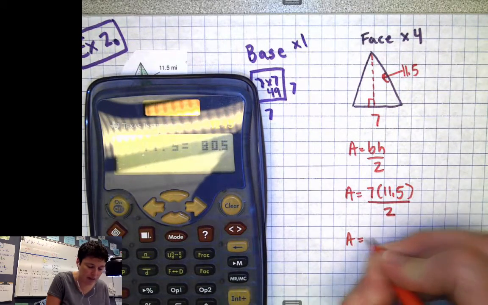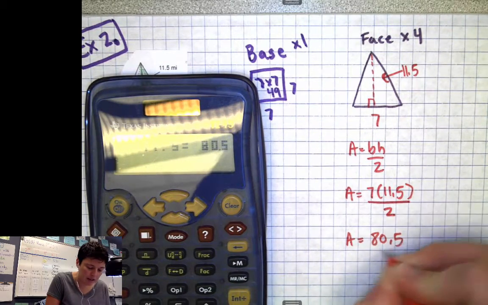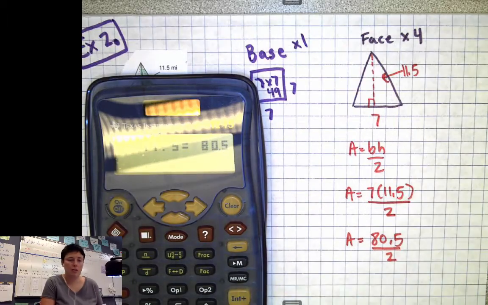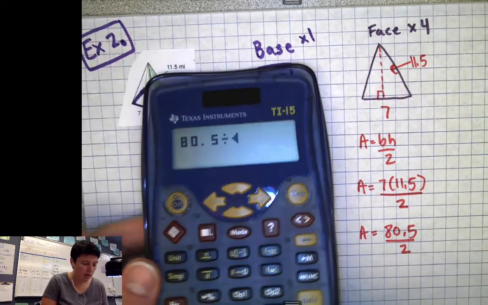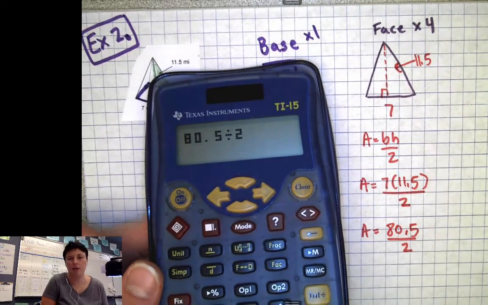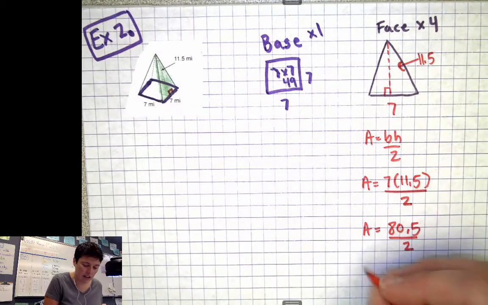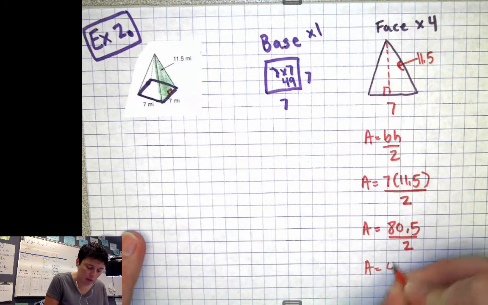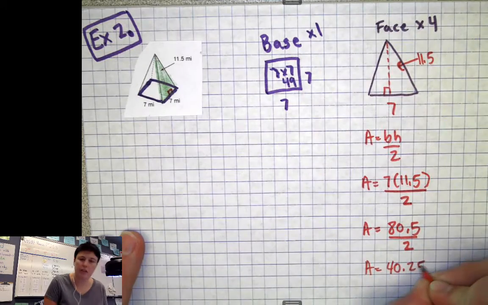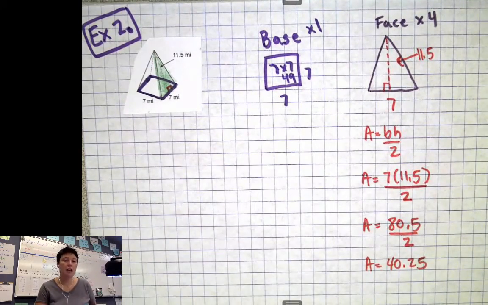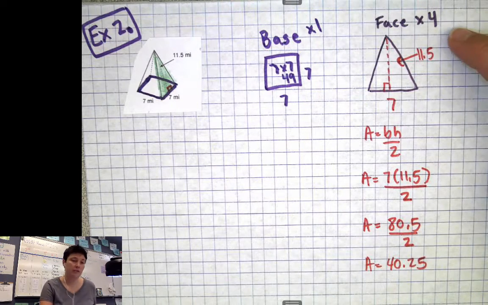Area equals 80.5. And then we've got to divide by 2. So I'm going to type in divide by 2 and see what I get here. 80 divided by 2 is 40, so it's like 40.25. So my area equals 40.25. All right, and that's my triangular face, but don't forget there are 4 of these.